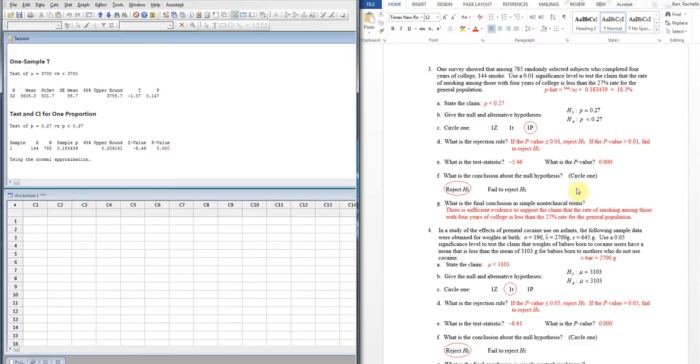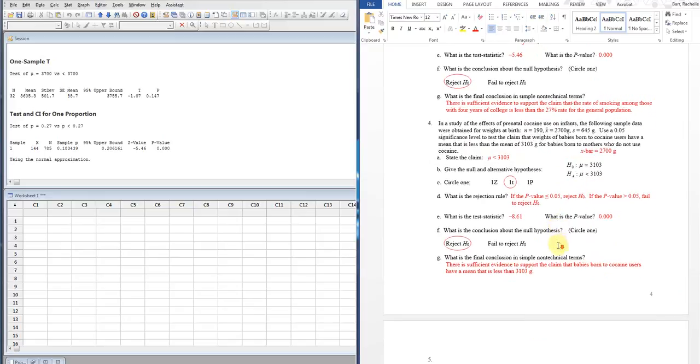Your computer says 0, meaning very tiny. Okay, so as you look at this, that means we're definitely going to reject because our p-value is very, very unlikely. It's not very likely that you should get such a small probability sample by random chance. Therefore, we are definitely going to be rejecting. We say, hey, there's sufficient evidence that we can support the claim that the rate of smoking among those with 4 years of college is actually less than the national average or the general public rate of 27%. Woohoo! We're making conclusions today.